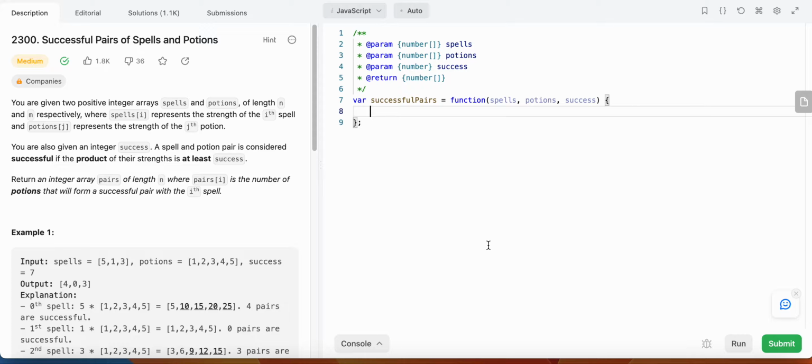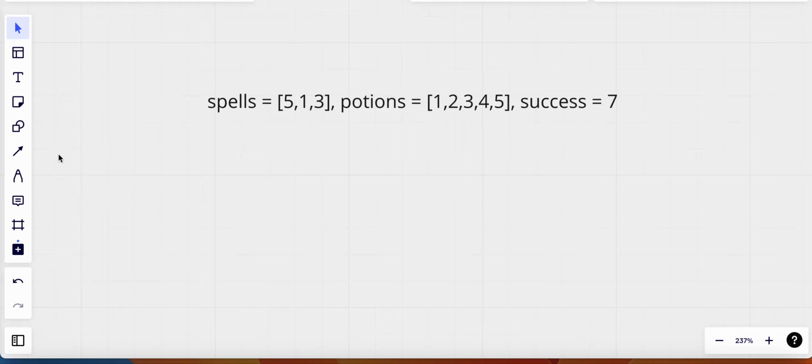Friends, today I'm going to solve LeetCode problem number 2300, successful pairs of spells and potions. In this problem, we are given two integer arrays, spells and potions, of length m and n, and we are also given an integer success. We need to return the pairs of spells and potions where the product of the spell and potion is greater than or equal to success. Let's look at this example.